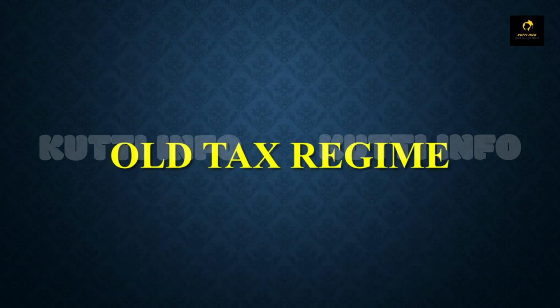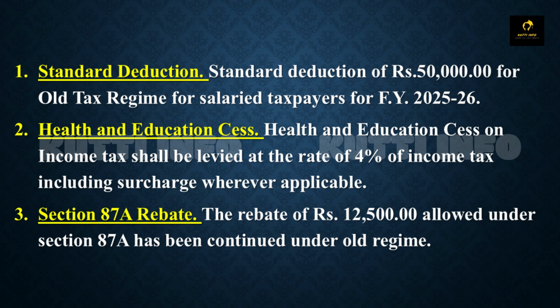Old tax regime. Standard deduction: a standard deduction of 50,000 rupees for the old tax regime for salaried taxpayers for financial year 2025-26. Health and Education Cess: Health and Education Cess on income tax shall be levied at the rate of 4% of income tax including surcharge wherever applicable.